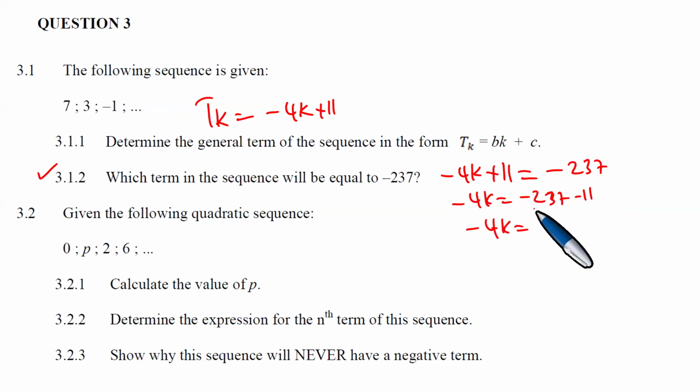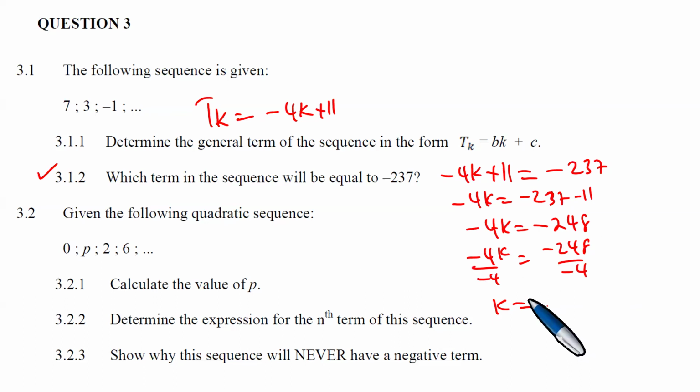If you have minus 237 minus 11, what do you get? It's minus 248. Then, what is the numerical value of k? We can divide both left and right by minus 4. Minus 248 divided by minus 4, which means k is equal to what? It's equal to 62. K is equal to 62. So any questions?